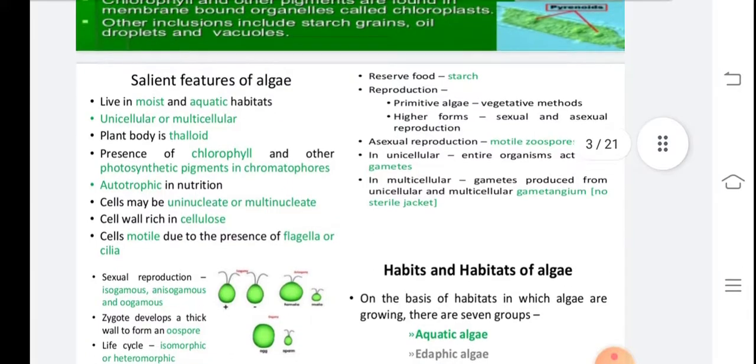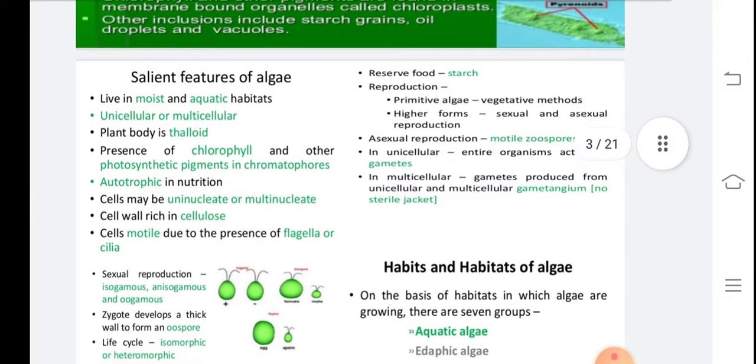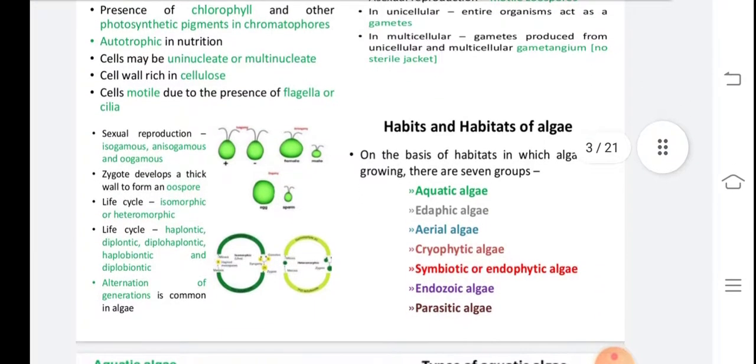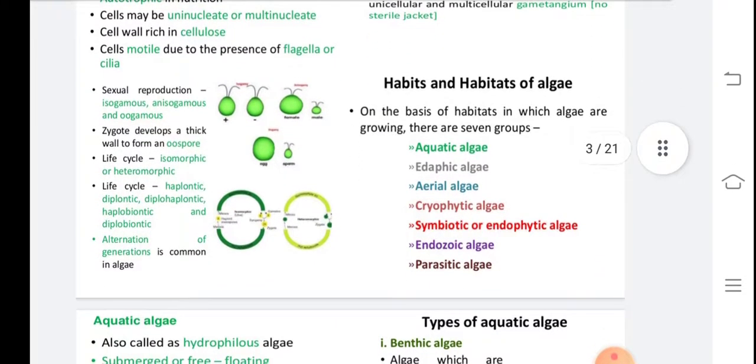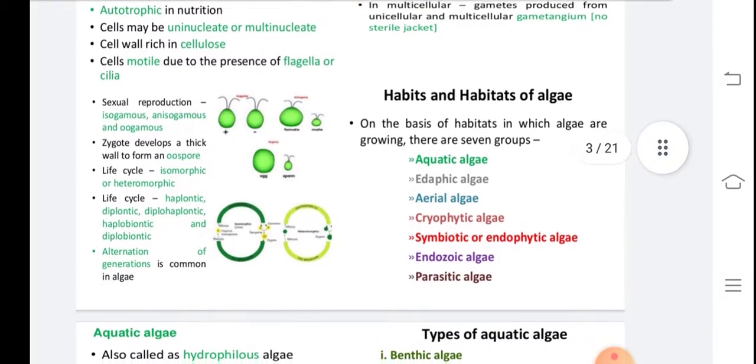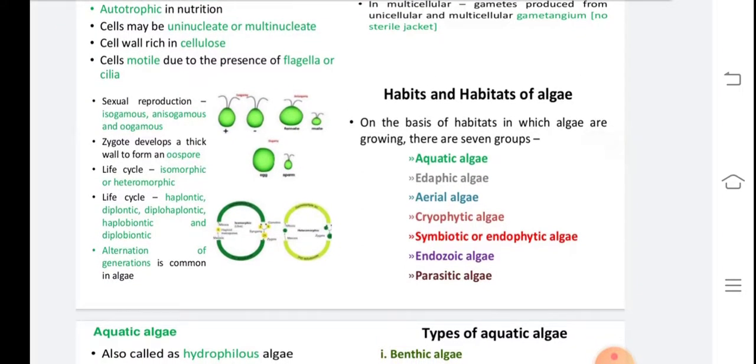Then in relation to reserve food material, as starch. Reproduction: vegetative, sexual, asexual by motile zoospores. Here, sexual you are observing on this side. So they show isogamous, anisogamous and oogamous. Iso means same, aniso means different, one larger in size, shape, structure.